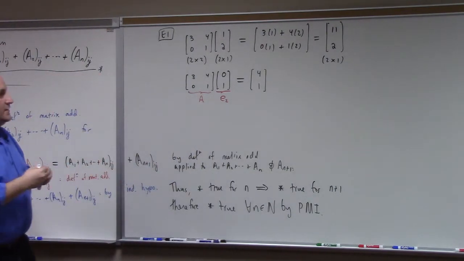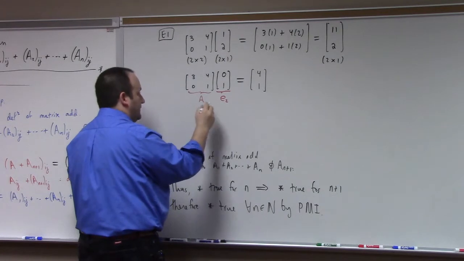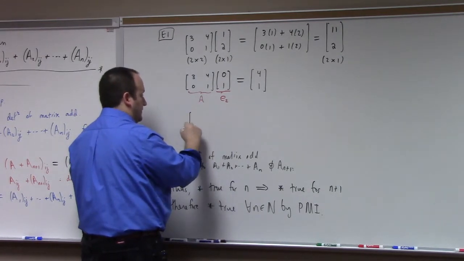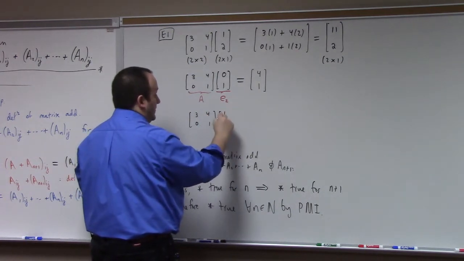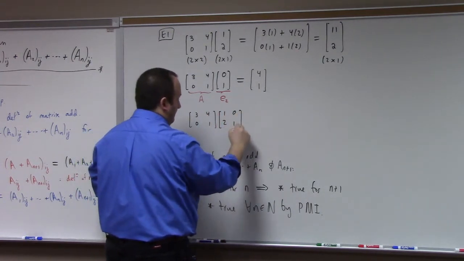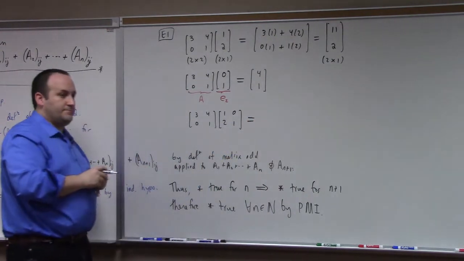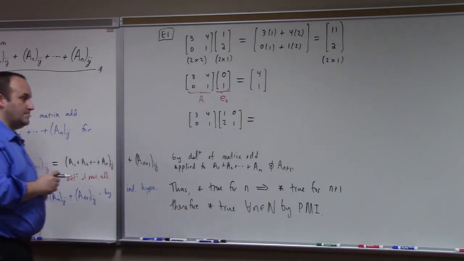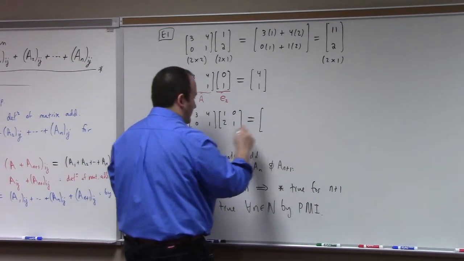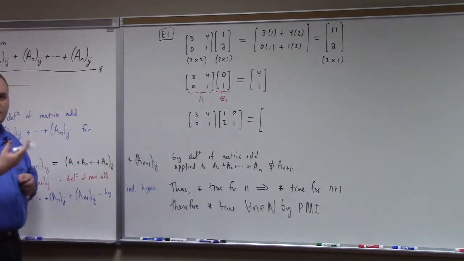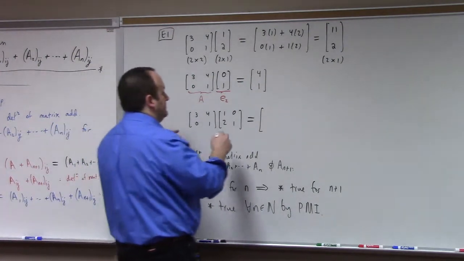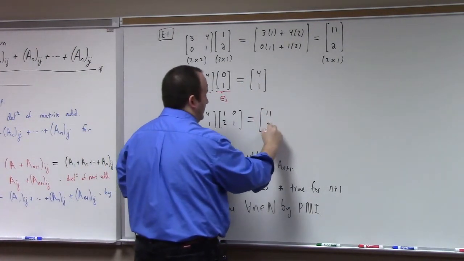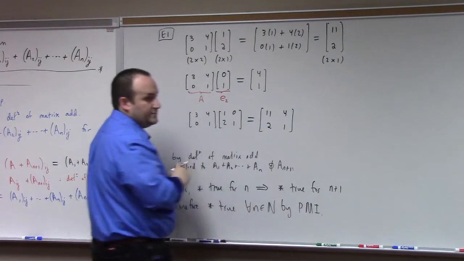Now, there's more we can look at. If we look at 3, 4, 0, 1 times 1, 2, 0, 1, what do we get? Now we got a 2 by 2 matrix times a 2 by 2 matrix. We should get another 2 by 2 matrix. The product of square matrices is another square matrix of the same size. But I can tell you without looking that this is 11, 2, 4, 1. Did you get that?